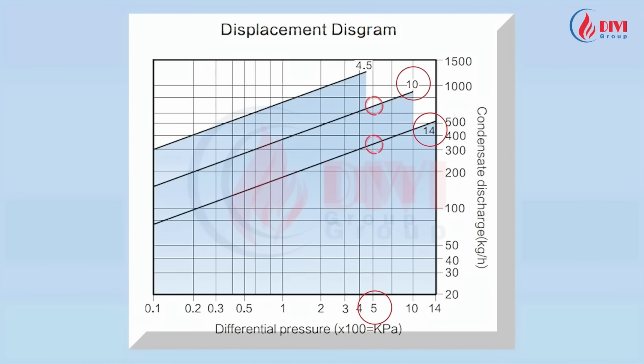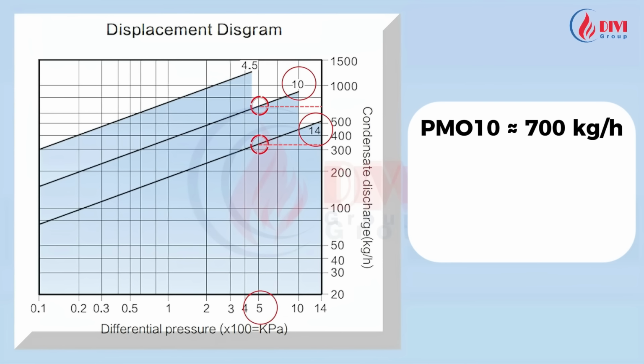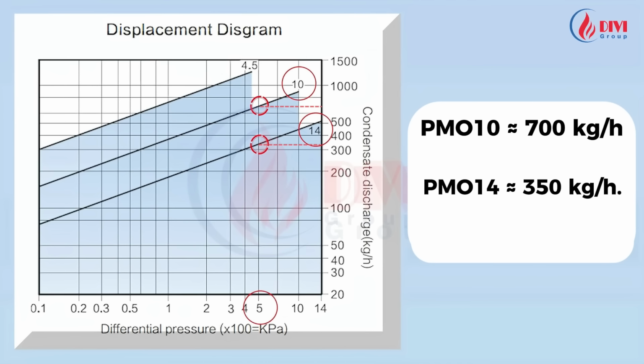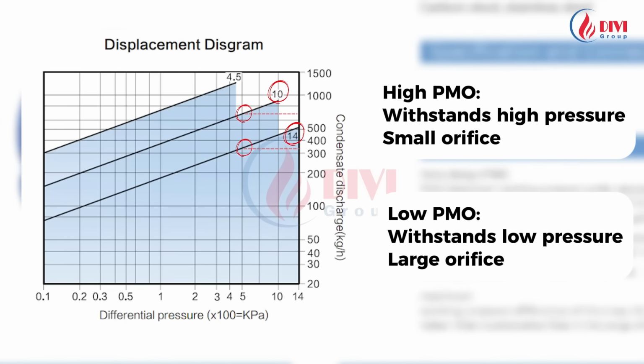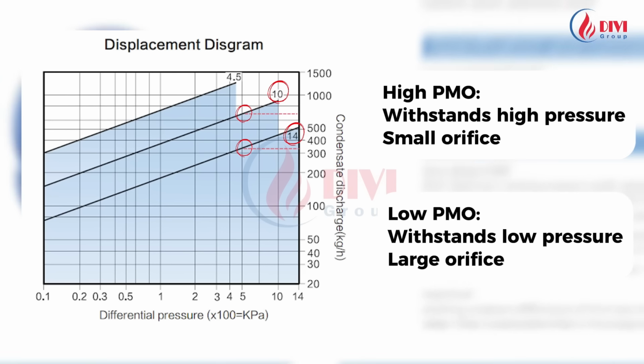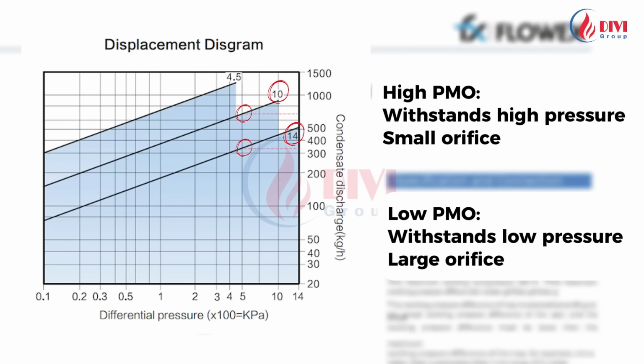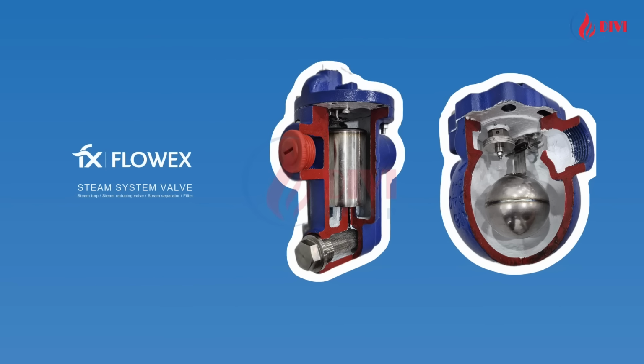Results: FT14, PMO 10, approximately 700 kilograms per hour, FT14, PMO 14, approximately 350 kilograms per hour. Therefore, select FT14, PMO 10, providing triple the required capacity. Safe for high-load operation. Choosing PMO 14 instead would cut discharge by half, which can cause severe flooding under heavy load. Higher PMO ratings handle higher pressure but have smaller orifices, while lower PMO models have larger orifices and better discharge rates. Hence, the most expensive trap isn't always the best.